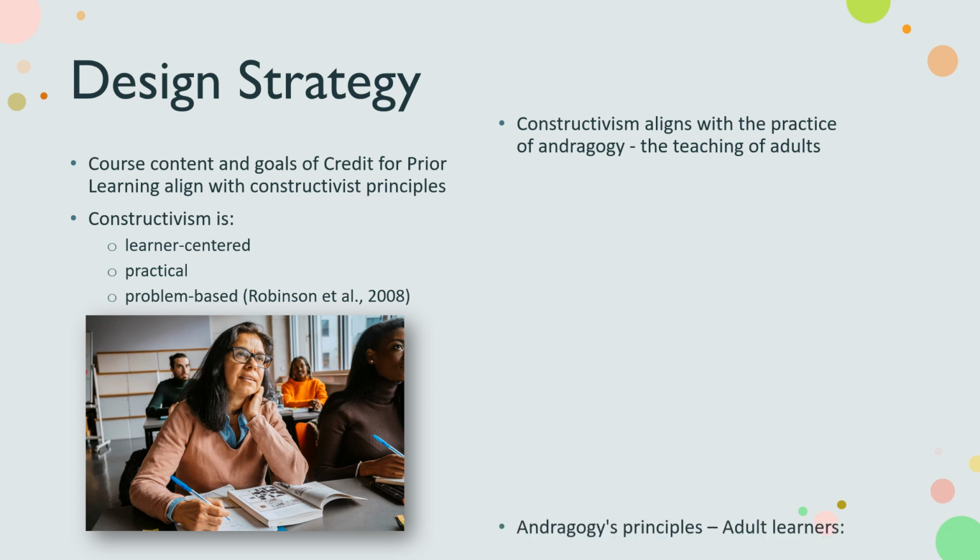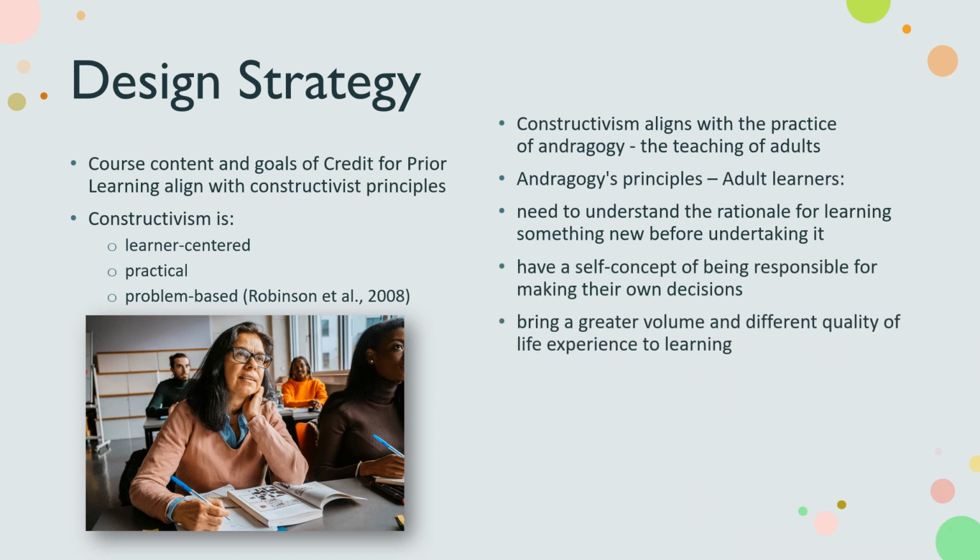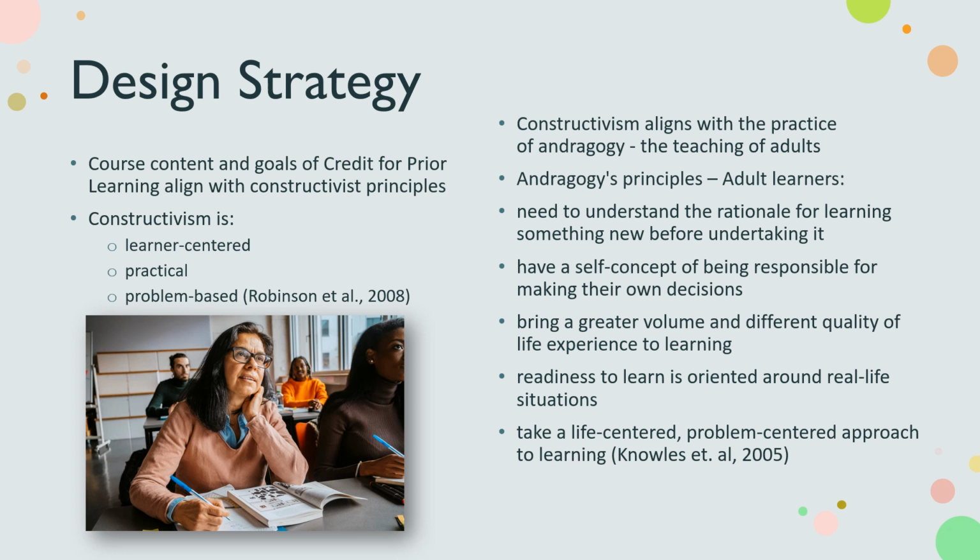teaching of adults. And a couple of those principles specifically are: adult learners need to understand the rationale for learning something new before undertaking it. They have a self-concept of being responsible for making their own decisions. They bring a greater volume and different quality of life experience to learning than younger learners do. Their readiness to learn is oriented around real-life situations, and adult learners would like to take a life-centered problem approach to learning.